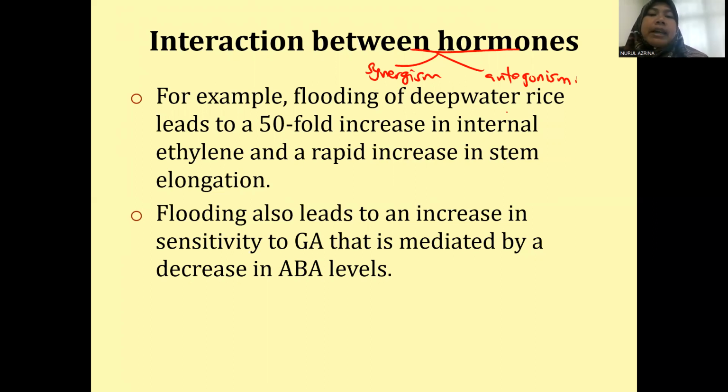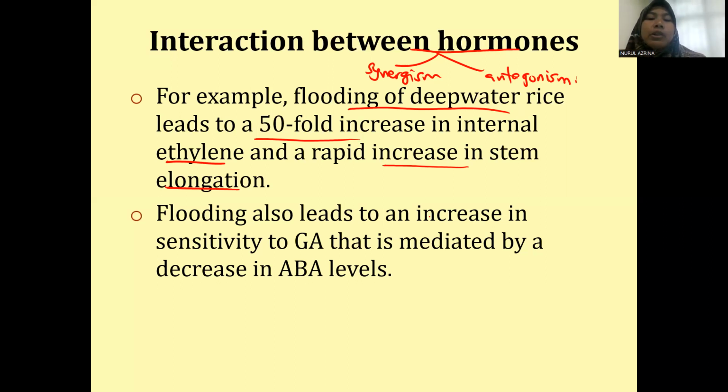For example, flooding of deep water leads to a 50-fold increase of internal ethylene and thus induces a rapid increase in stem elongation. So when the deep water rises, contoh padi lah contohnya, ditenggelami oleh banjir. So what happens? This will cause stress to the plant. Mungkin pokok akan mati. So what happens? Ethylene level will increase 50-fold, which induces the stem to elongate. So dahan ataupun stem will elongate faster, menyebabkan tumbuhan tu boleh survive daripada ditenggelami oleh air.